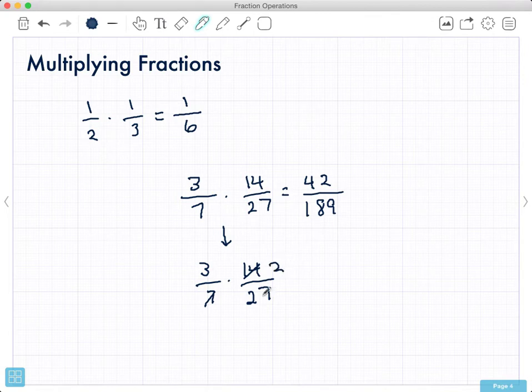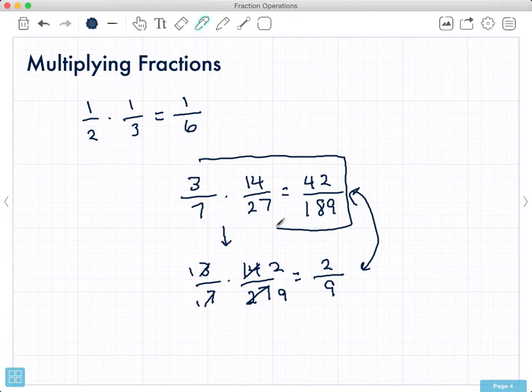And 3 goes into 27. So 3 goes into 3 once, and 3 goes into 27 9 times. So you get 1 times 2 is 2, and 1 times 9 is 9. It's important to note that these two answers are identical. 42/189ths is the same as 2/9ths. It's the same quantity. Most teachers don't mind if you are not reducing. So again, if you don't worry about reducing, simply just multiplying the numerators and denominators is how you multiply fractions.